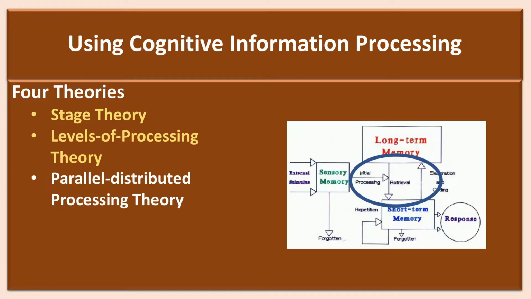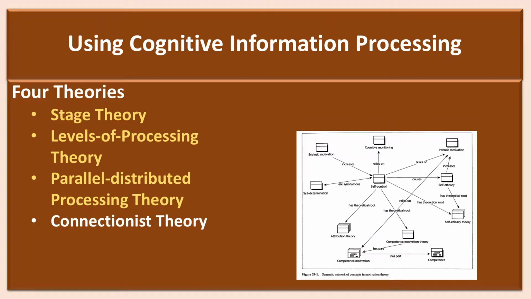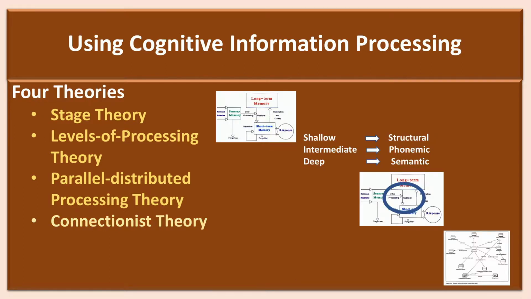The parallel distributed processing theory that proposed that information processing occurs simultaneously in a parallel manner rather than serially as proposed by stage and level of processing theorists. And finally, the connectionist theory that proposed information is stored in networks. Each of these theories developed concepts and principles that educators can use to engage learners in the learning process and learners can use to self-regulate their own learning.